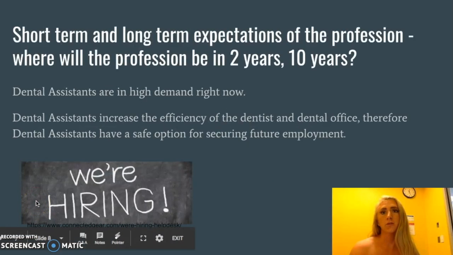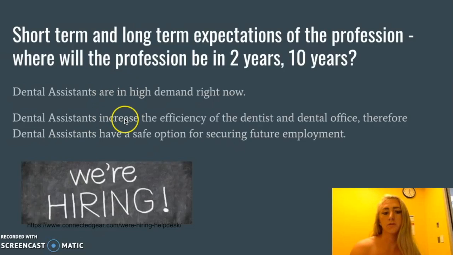So the short-term and long-term expectation of a dental assistant. So right now, dental assistants are in high demand. Dental assistants increase the efficiency of the dentist and dental office. Therefore, dental assistants have a safe option for securing future employment. Over the past 10 years, the number of dental assistants has grown by 6.1%. And in 2020, the expectation points towards moderate growth for dental assisting jobs, relatively steady over the long term.